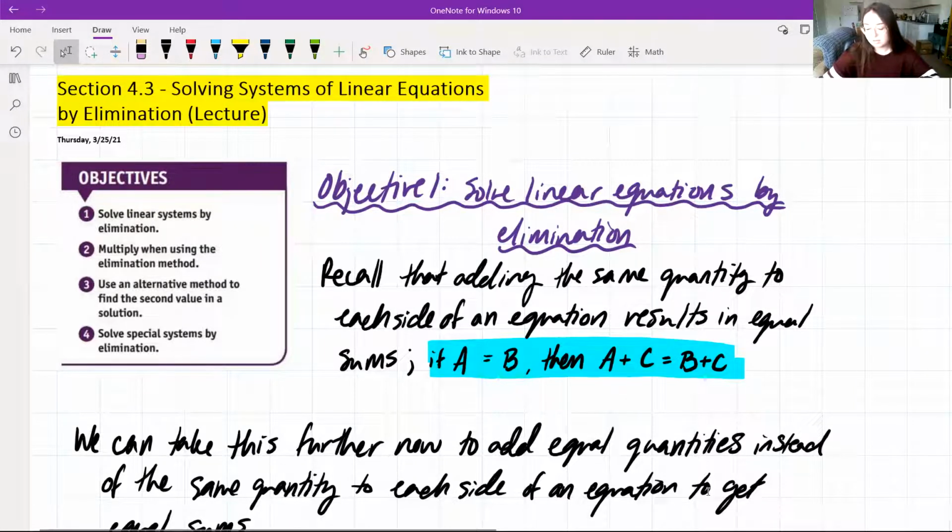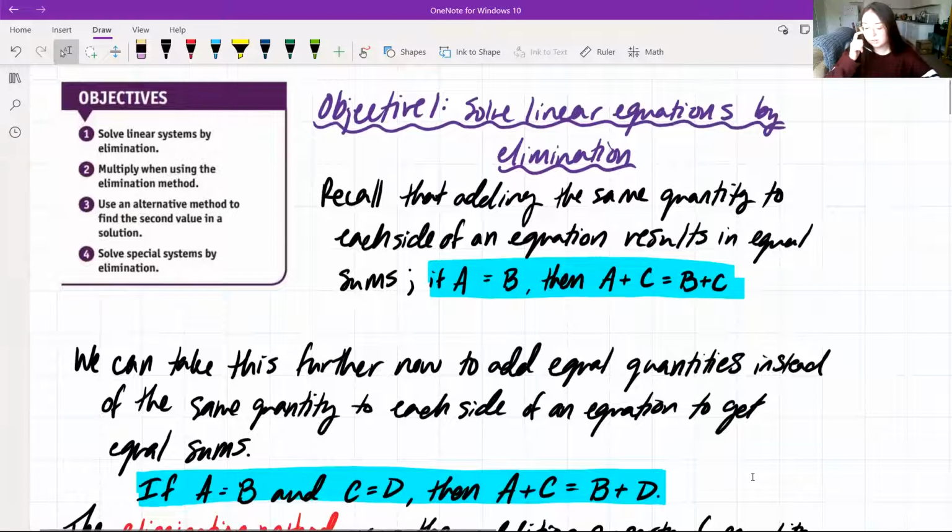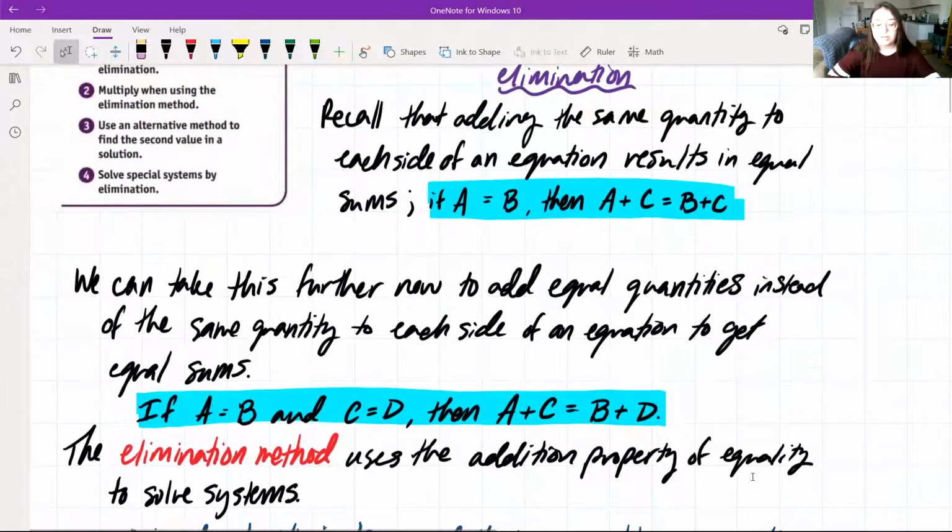So starting with objective 1, we're going to solve linear equations by elimination. So recall that adding the same quantity to each side of an equation results in equal sums. So we say that if A is equal to B, then A plus C is equal to B plus C. We can take this equality one step further and add equal quantities instead of the same quantity to each side of an equation to get equal sums. So now we're going to say that if A equals B and C equals D, then A plus C is going to be equal to B plus D.